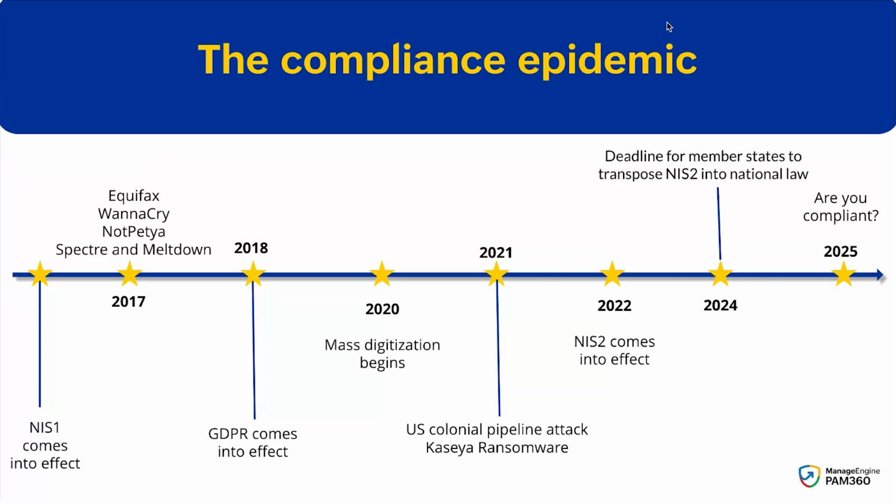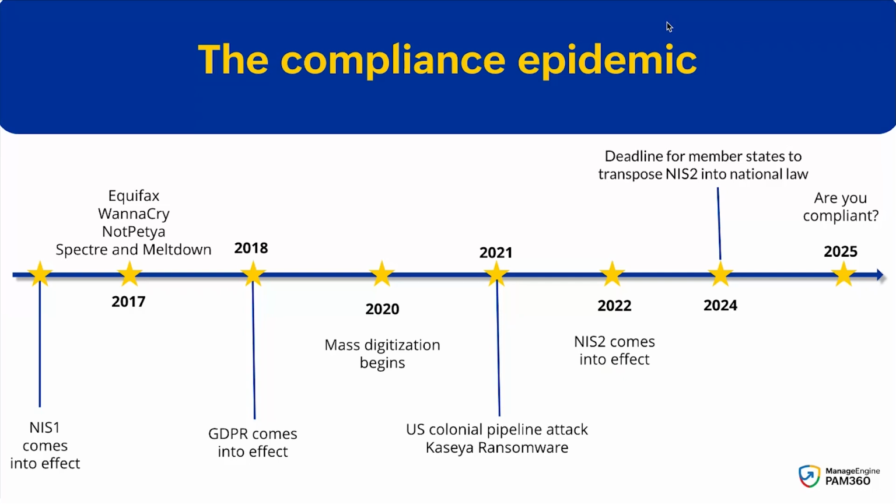And in 2021, to add fuel to the burning fire, the US Colonial Pipeline attack happened. The Kaseya ransomware ran wild, and these are just a few mentions of everything else that happened in 2020 or 2021 as an effect of the mass digitization that began in 2020. It left a lot of network backdoors open, and enough was enough. In 2022, the EU sat together and came up with an updated version of the NIS protocol, which is now what we know as the NIS2.